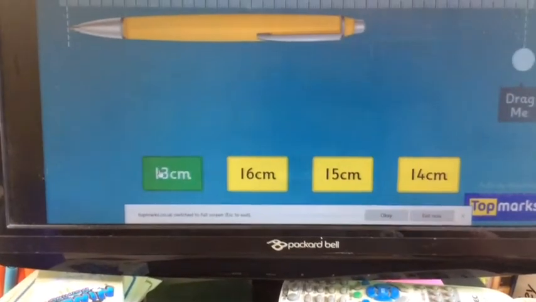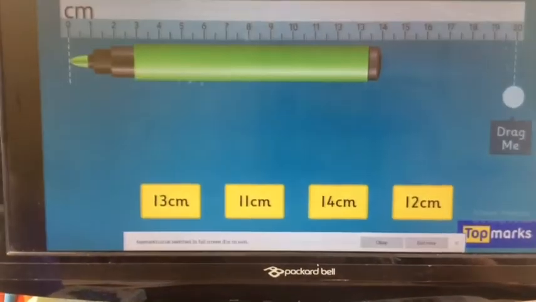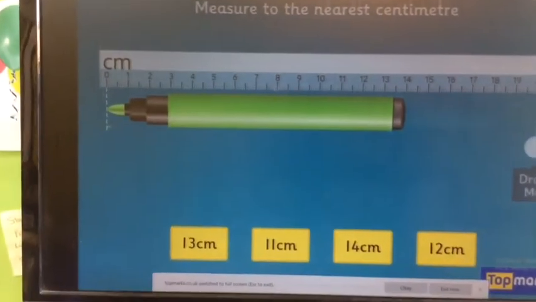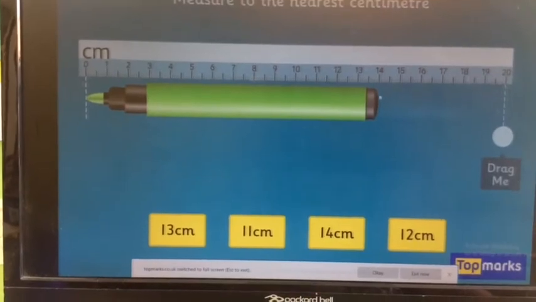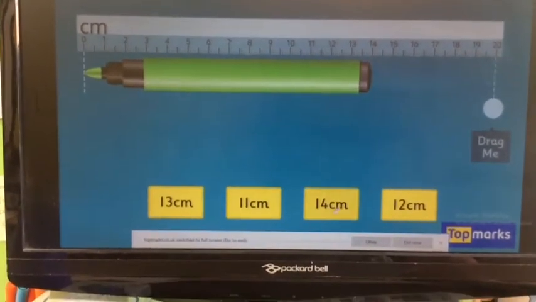Let's try it. So how long is this pen? Where does the other end come to? 13, 11, 14 or 12?